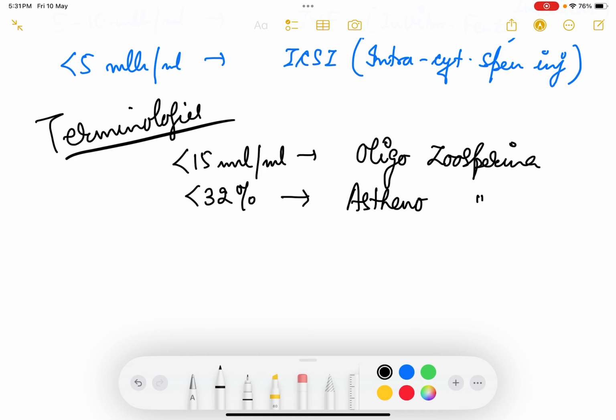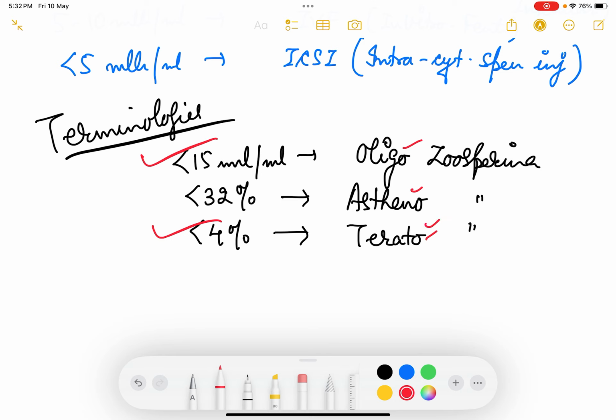And if there is an increase in abnormal forms of the sperm, that is, the normal form should be at least 4%. But if the normal form is less than 4%, that is abnormal forms have increased, then it is called teratozoospermia. Now sometimes the count may be less, and at the same time there are abnormal forms, then it is called oligoteratozoospermia, or it can be asthenoteratozoospermia, oligoasthenozoospermia. Like this it can be, the terminologies can be confusing also.